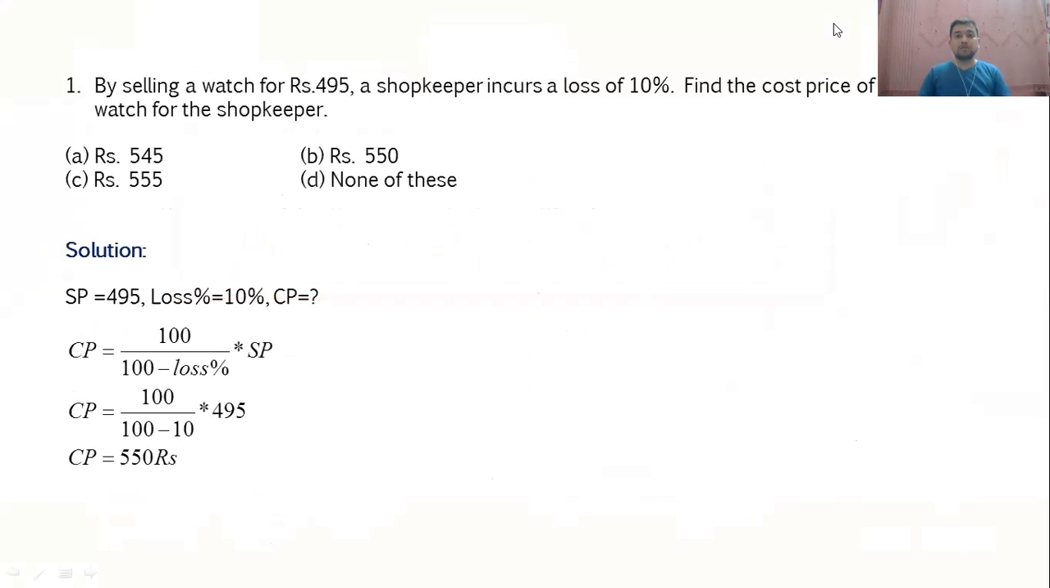So first problem: by selling a watch for rupees 495, a shopkeeper incurs a loss of 10%. Find the cost price of the watch for the shopkeeper. Options are given: 545, rupees 550, 555, and none of these.